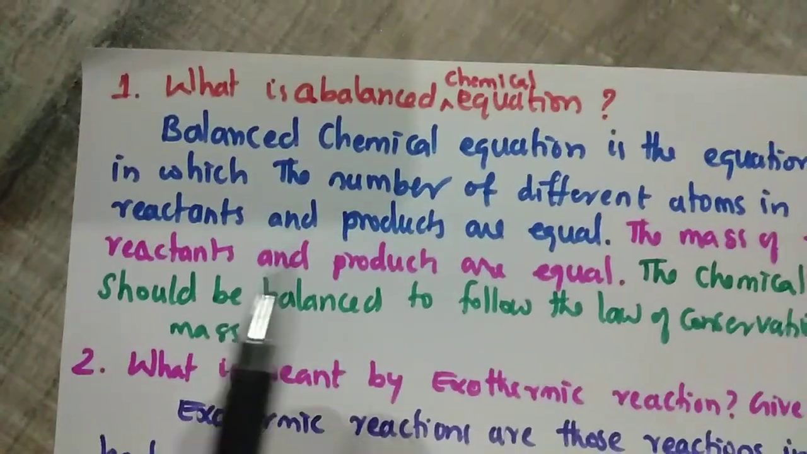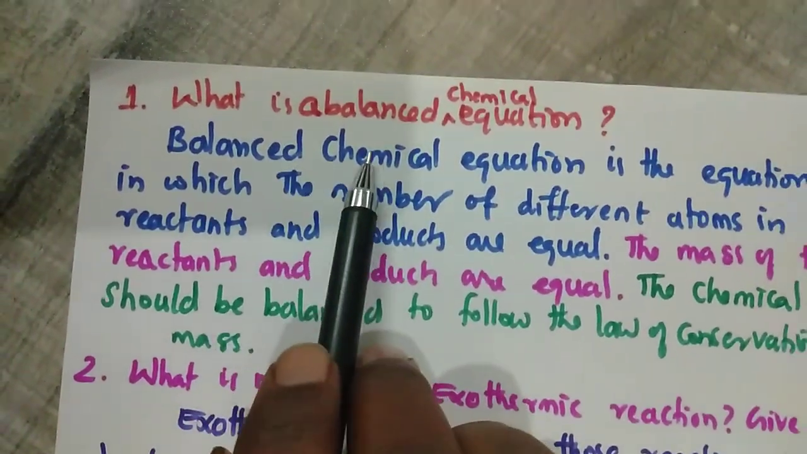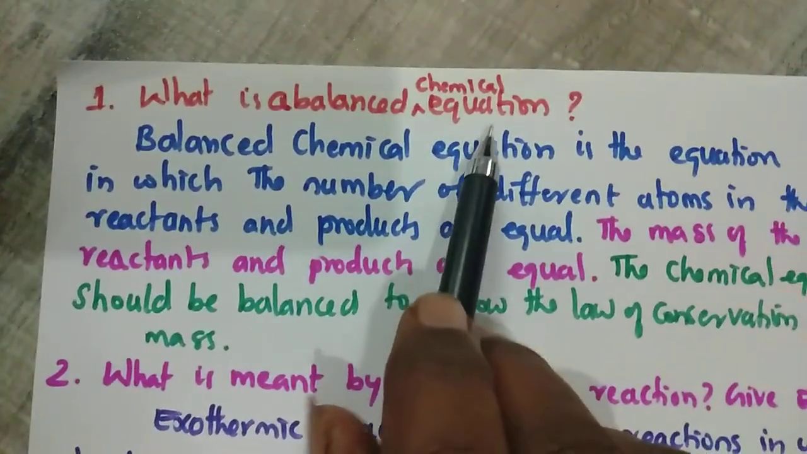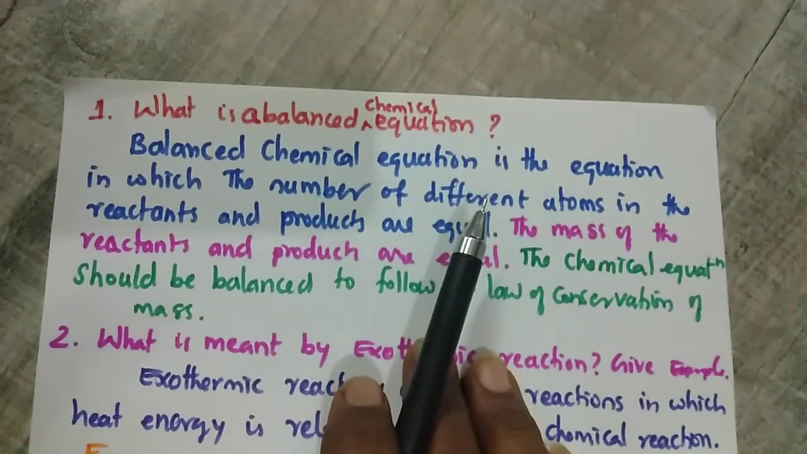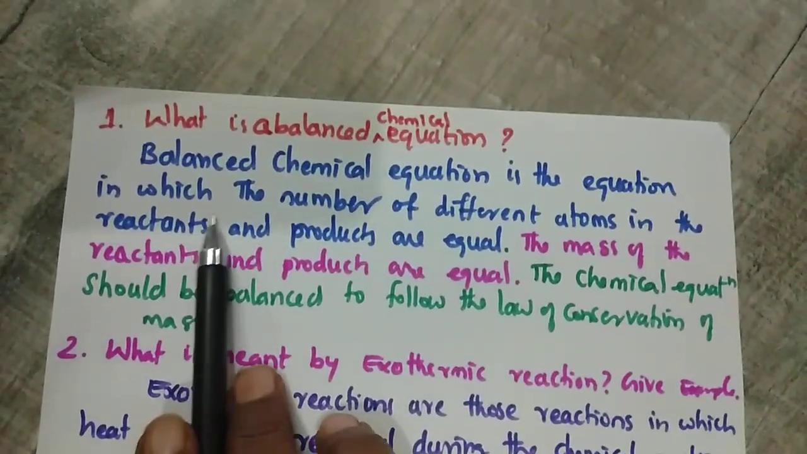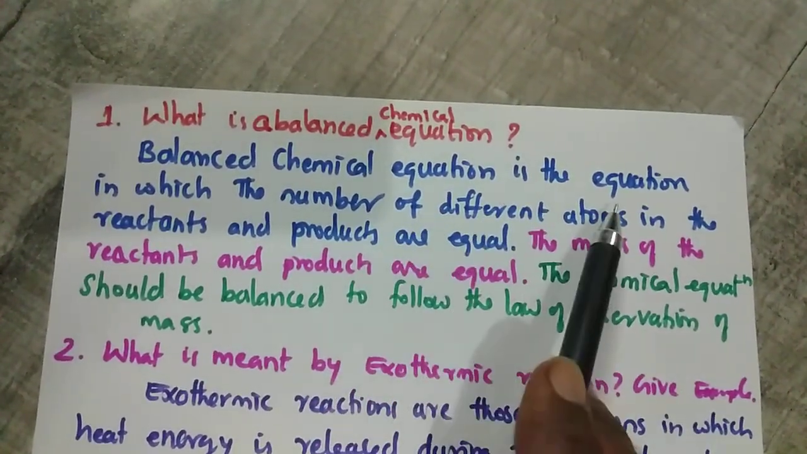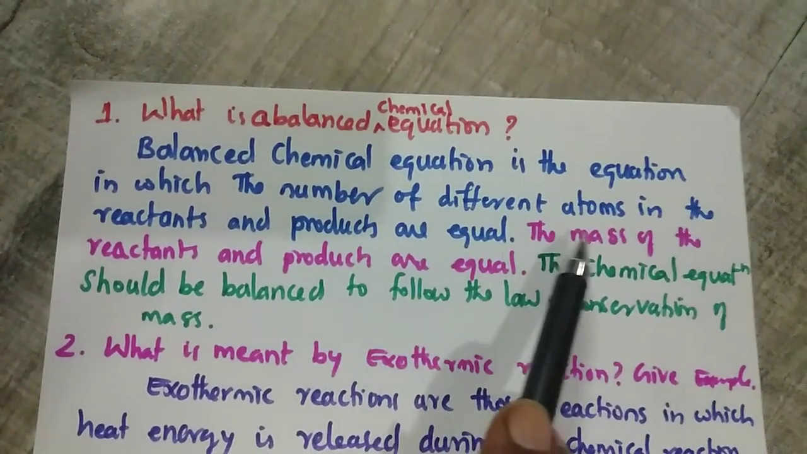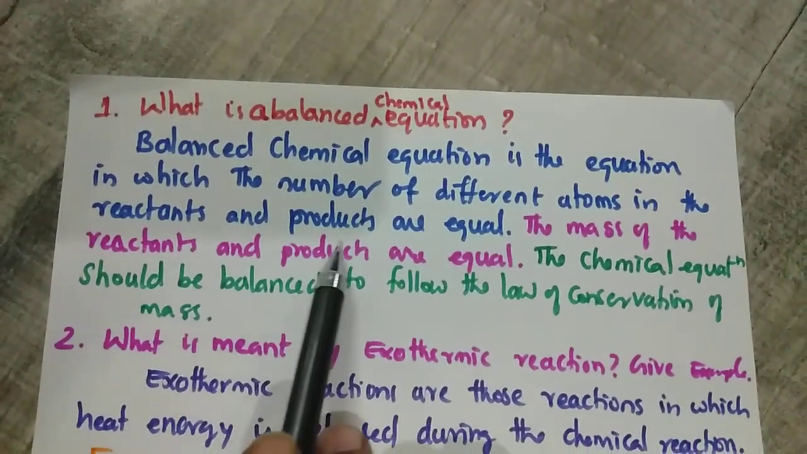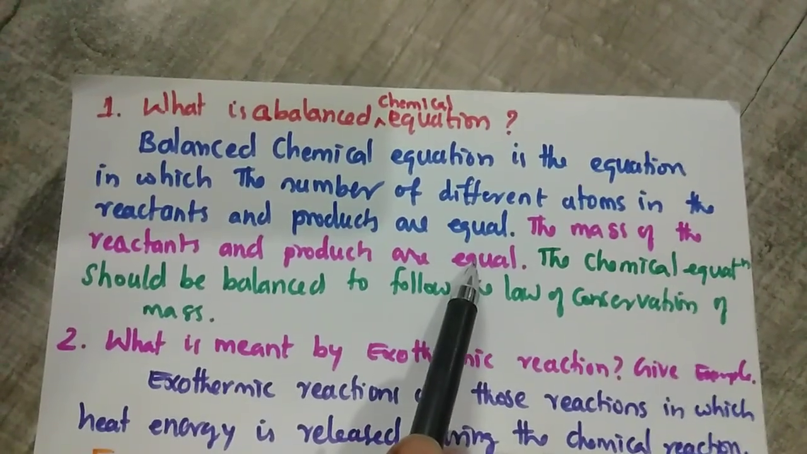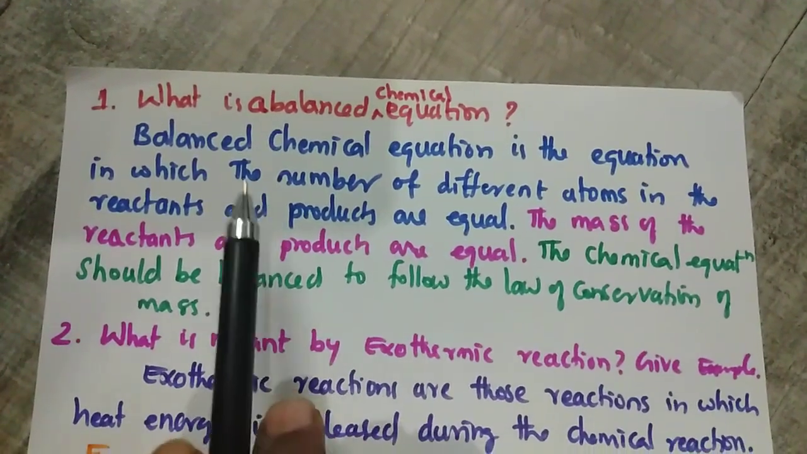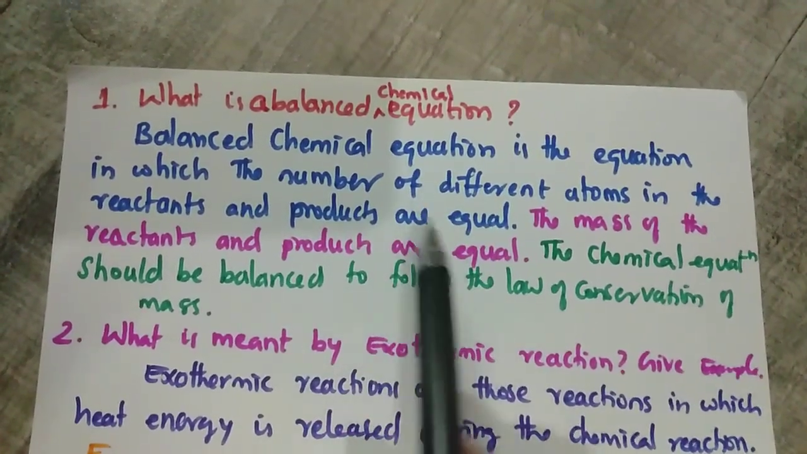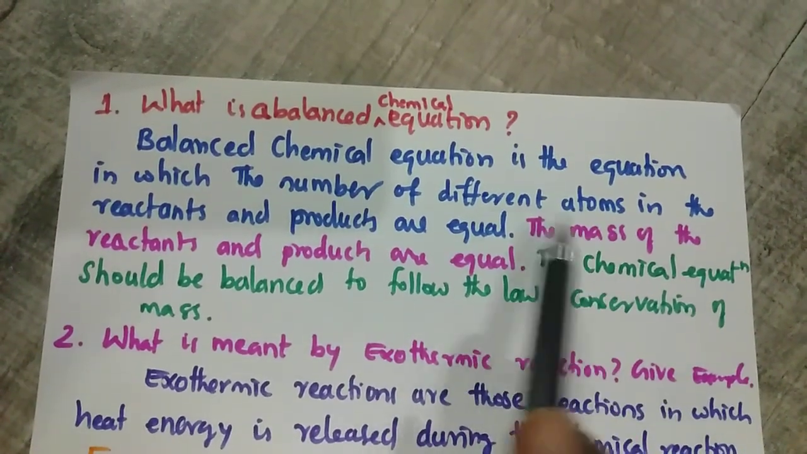Okay, now let us understand what is a balanced chemical equation. What do you mean by balanced chemical equation? A balanced chemical equation is the equation in which the number of different atoms in the reactants and products are equal. The first point is that in the balanced chemical equation, the number of atoms in the reactant and product should be equal.